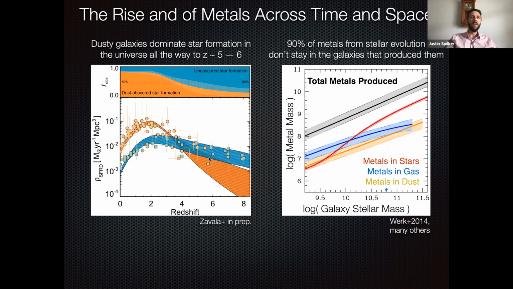And the second, as I've alluded to already, is that we know now that 90% of all metals that stars produce in the history of the universe don't end up staying in the galaxies where they were produced. If you add up all the metals that we can measure in stars, that's this red line, all the metals that are in gas, and all the metals that are in dust, you find that they don't come anywhere close to the total yields that we expect for the production of stellar populations. And so something has happened to all of those metals that has made them not remain within the galaxies where they were produced.